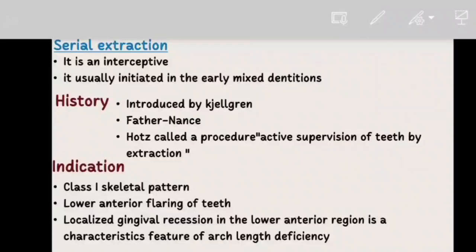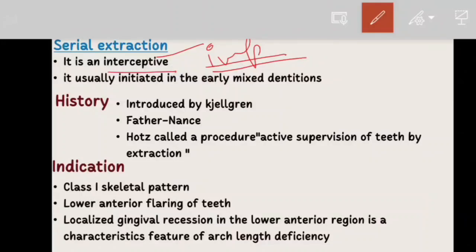So the first one is serial extraction. It is very important for the exam. It is an interceptive procedure. It is usually initiated in the early mixed dentition. Okay.